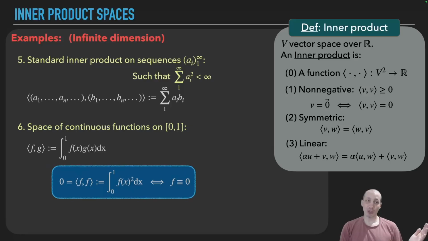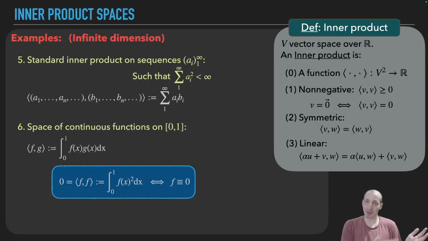So we want to show that the integral from 0 to 1 of f(x) squared is 0 if and only if f itself is 0. Now, of course, if we integrate 0, we get 0. But if we integrate f(x) squared and get 0, why does it mean that f is 0?